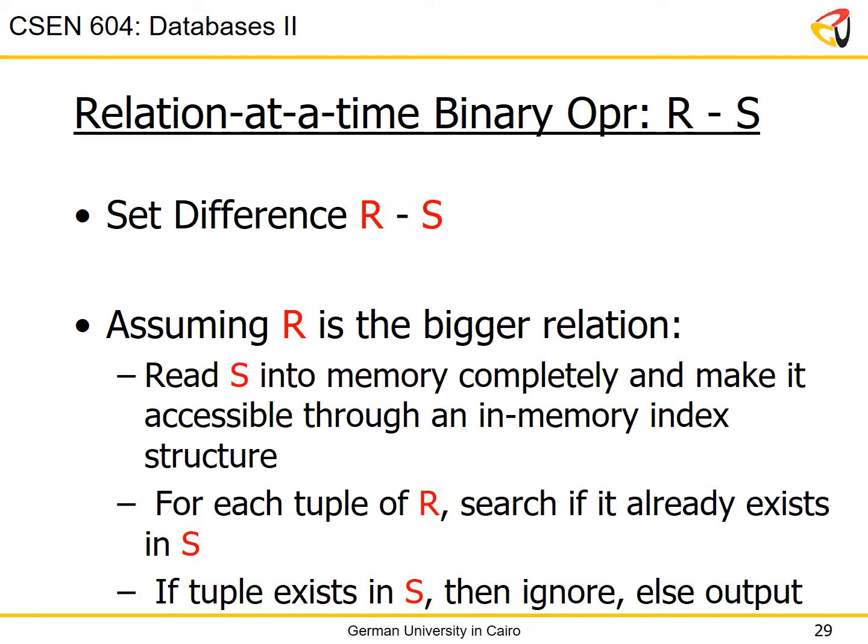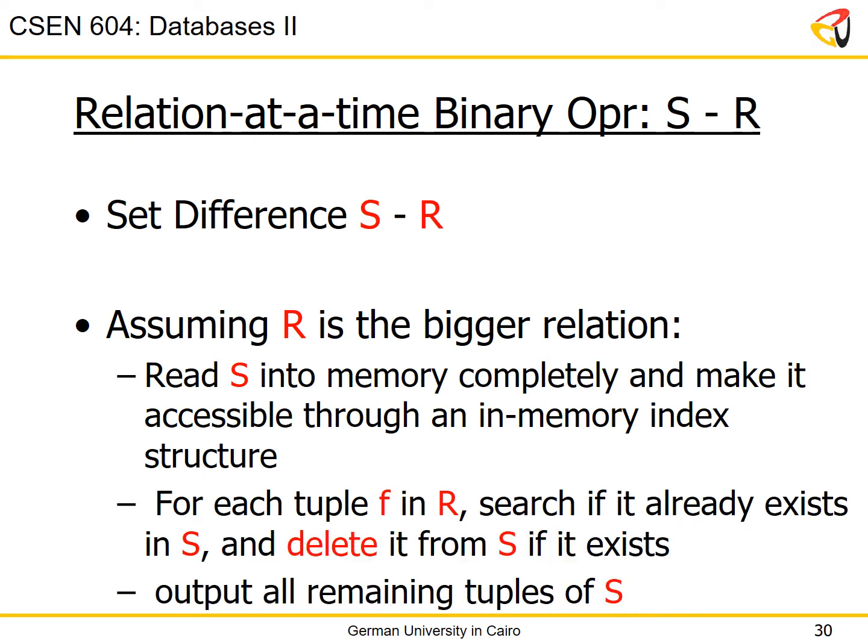Now what about set difference? I want everything in R that is not in S. That's what the set difference means. Again, S is the small one. I will read it into memory and create an index because I'm going to search, and then for each tuple in R, I will search if it exists in S, and if it exists in S, then I will ignore it. If it doesn't exist in S, because I'm getting it from R, that means it's only in R. That's what set difference is about. R minus S means everything that's in R that is not in S, then I will output it.